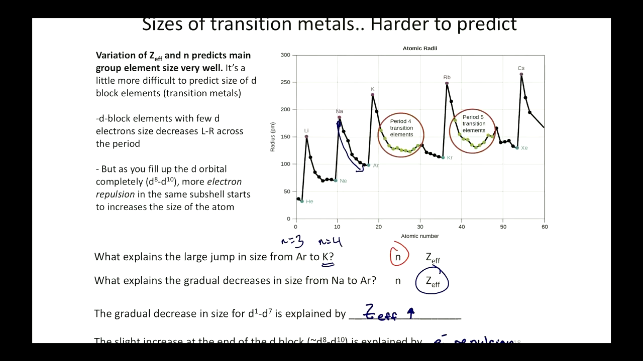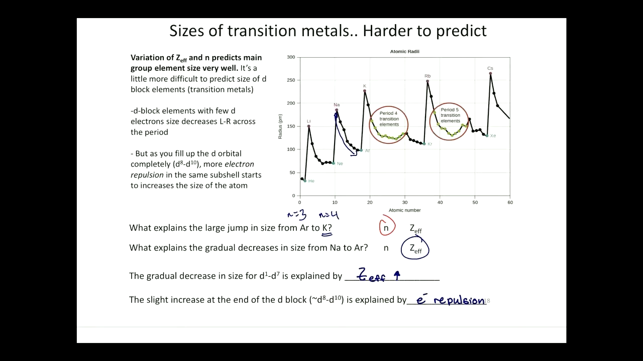I already have these written in here for you. Going from sodium to argon, this decrease is explained by Z effective. For that same reason, when we look at the D block elements, D1 to D7, we see that gradual decrease, and that's because of Z effective. It's increasing going from left to right. But the slight increase at the end is explained by electron repulsion. So that's putting the exceptions together.